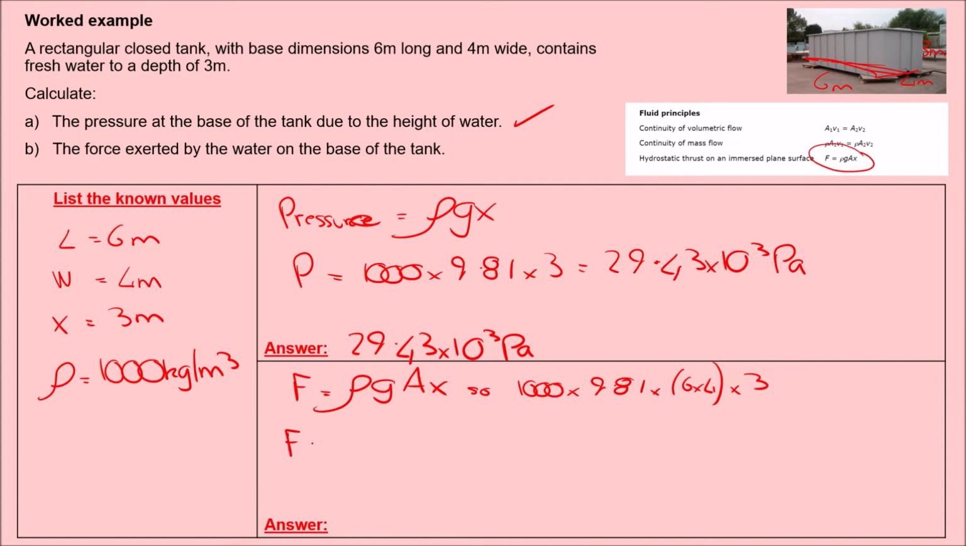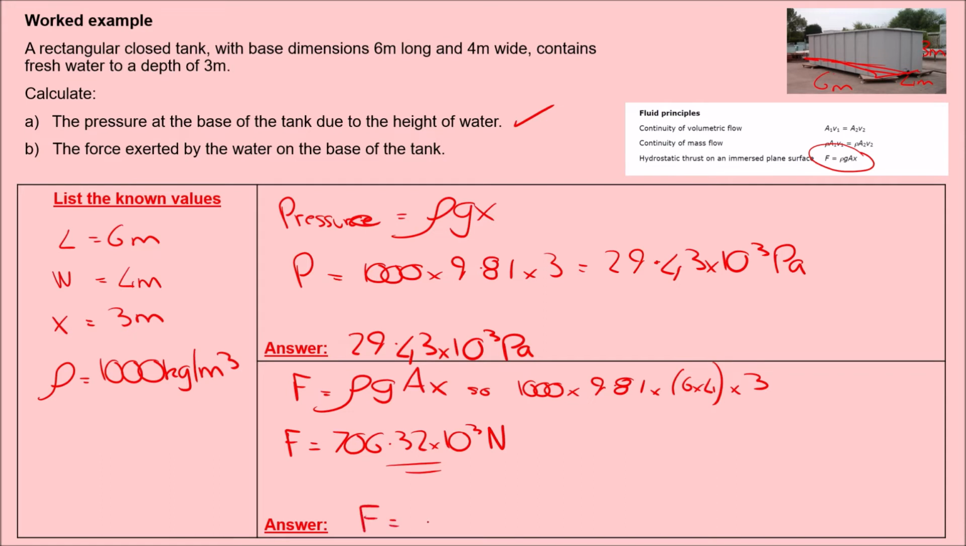So the force is going to equal, hit your ENG button again, 706.32 times 10 to the 3 newtons. Different units this time, pressure and force.